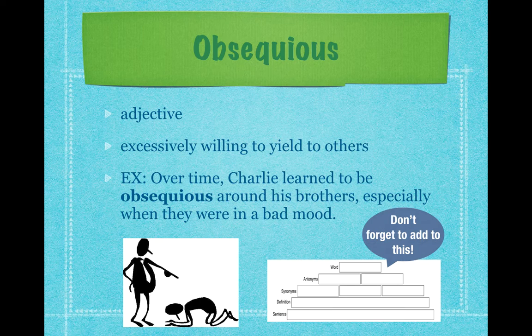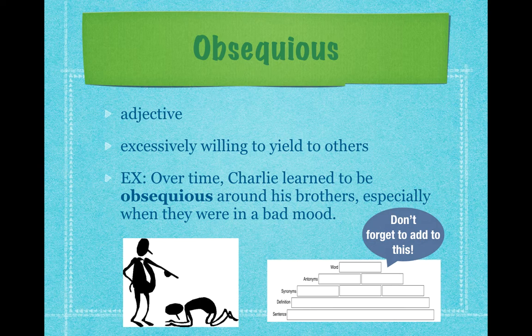As an example, over time, Charlie learned to be obsequious around his brothers, especially when they were in a bad mood. So he learned to just yield to them and be willing to kind of back down a little bit when they were in a bad mood. The powerful Japanese military dictators, known as shoguns, expected their followers to be obsequious, is the sentence from your book. And we're now on page 25 if you're following along.